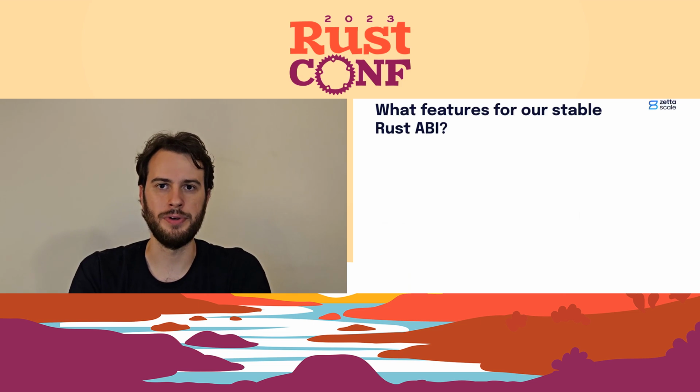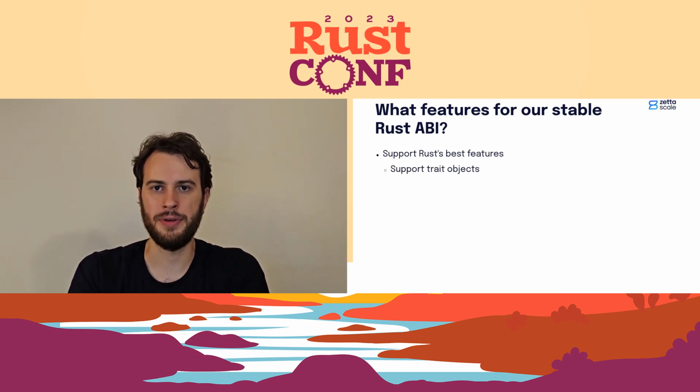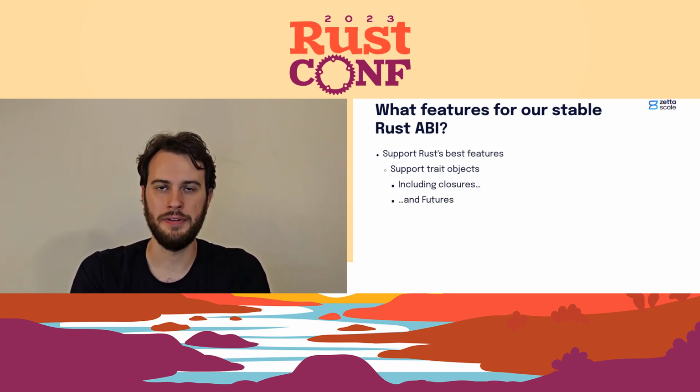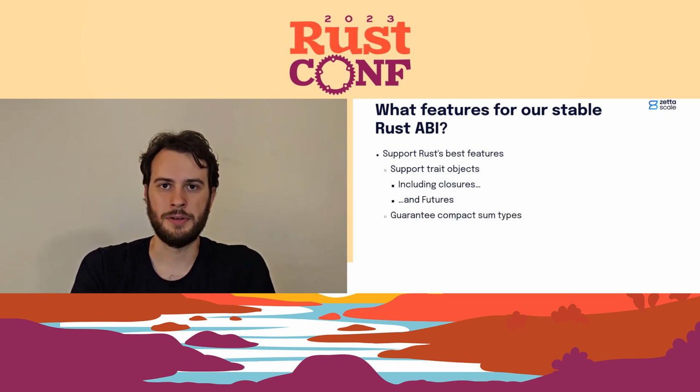So what features would we want in our stable API for Rust? Well, we'd want to support Rust's best features. One of them is trait objects. They're just a very convenient way to do what we typically do with opaque pointers in C. You're also going to want to support closures because they're very idiomatic in Rust, and futures because they allow you to do things that you can't really do otherwise, at least not without a lot of headaches. You're going to want to guarantee niche-optimized types because, like I said earlier, you can get great performance gains just by having them around.